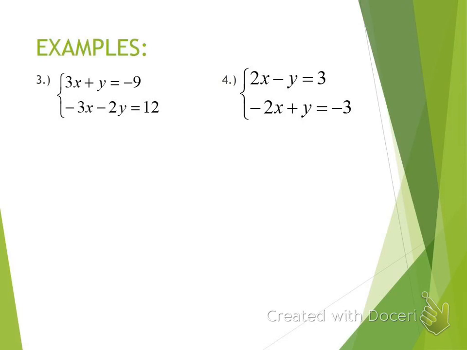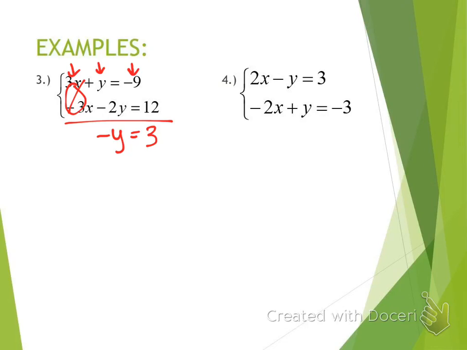When we combine down the columns, what happens to the x's? They zero out. We combine y with a negative 2y. What does that give us? Negative 1y. Equals negative 9 combined with a positive 12. That would be a positive 3.